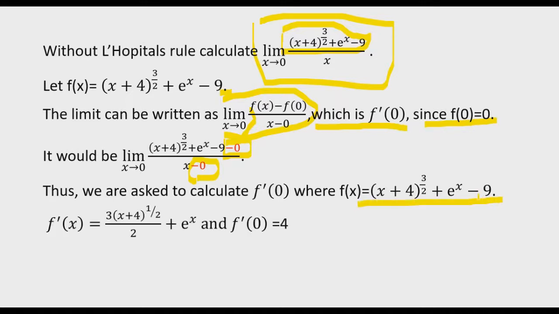So I'm taking the derivative, and the derivative of this function here is 3 times (x plus 4)^(1/2) plus e^x, and I'm replacing x with 0 to calculate the limit, and the answer is 4.